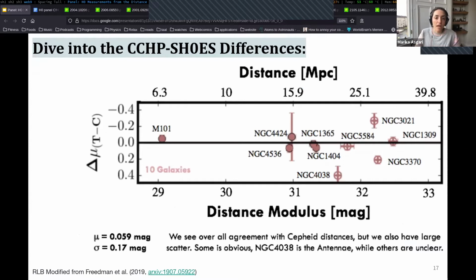Yeah, this one. So is the conclusion that these differences can be exactly translated to the differences in the Hubble parameter, or is there more than that? So is this not enough to explain the difference in the Hubble parameter?